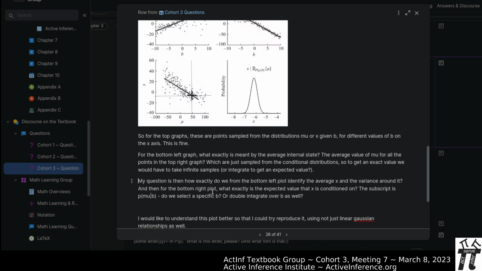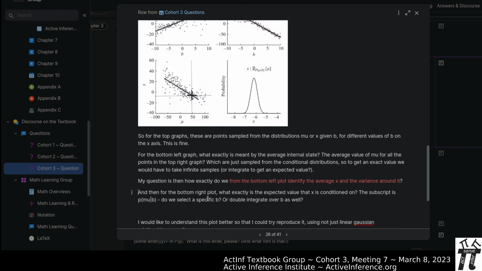My question is, how exactly do we, from the bottom left plot, identify the average x and variance around it? And then for the bottom right plot, what exactly is the expected value that x is conditioned upon? The subscript is p of mu given b. Do we select a specific b or double integrate over b as well? All right. Great question.